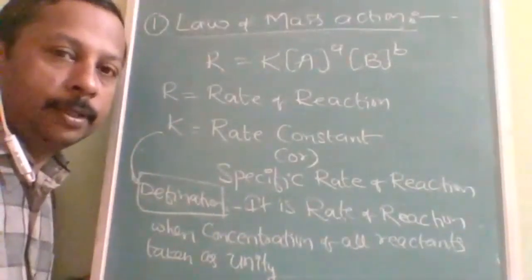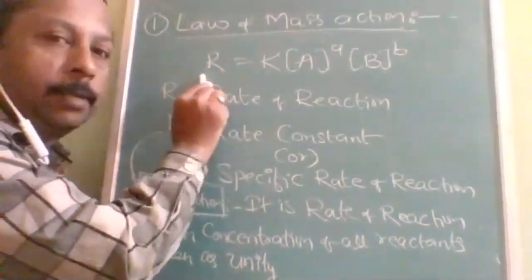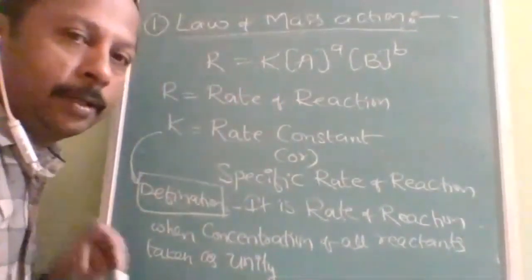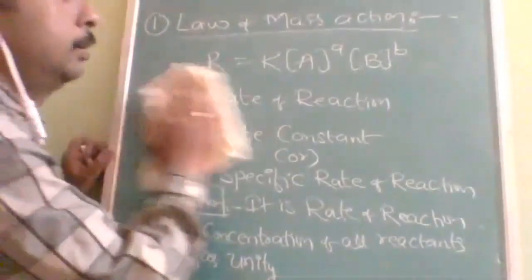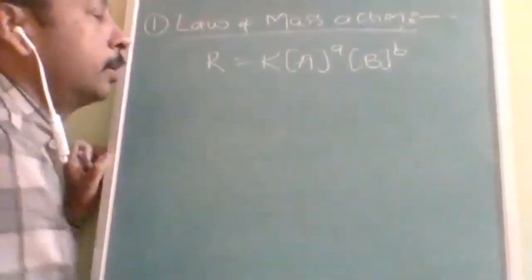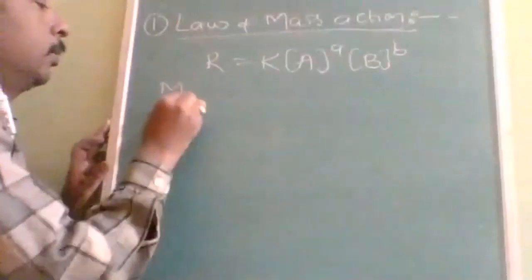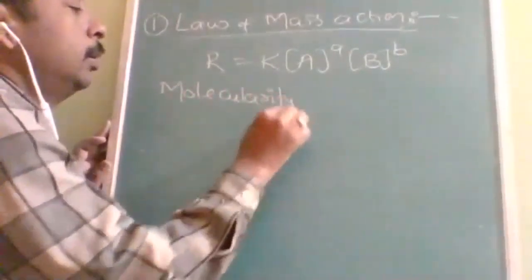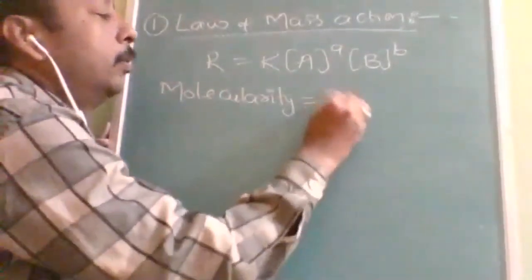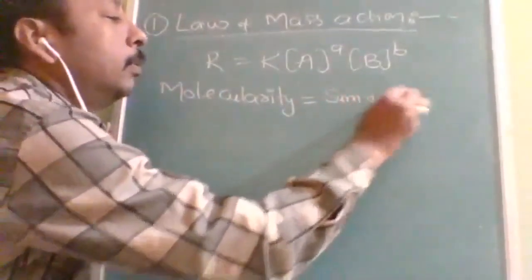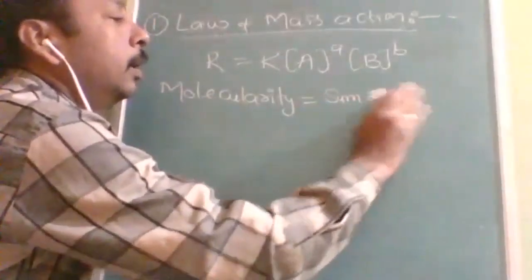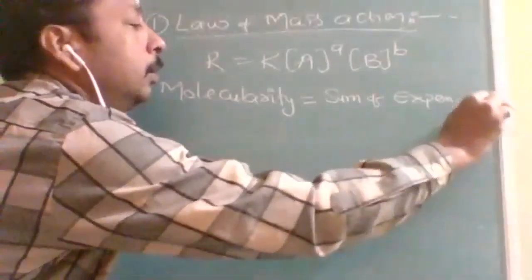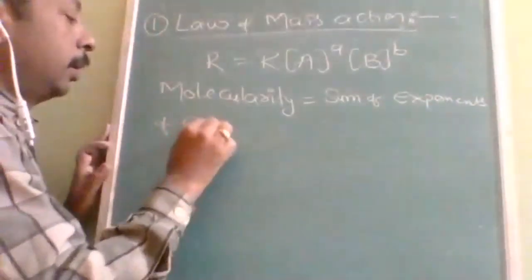Now we are going to discuss the other term. This was discussed already in the previous lecture, and this was discussed now. Now we are going to discuss some other terms, which are very important. What is the other term? Molecularity. Molecularity is equal to the sum of coefficients, or sum of exponents. We will write exponents, which is better, of concentration terms in the law of mass action equation.